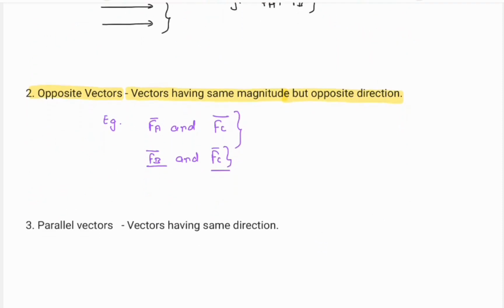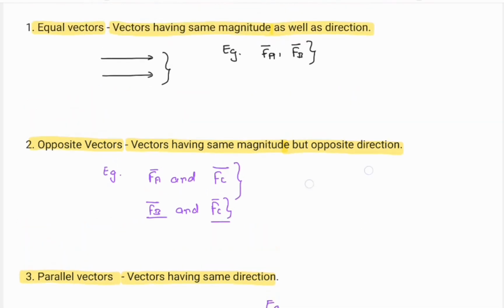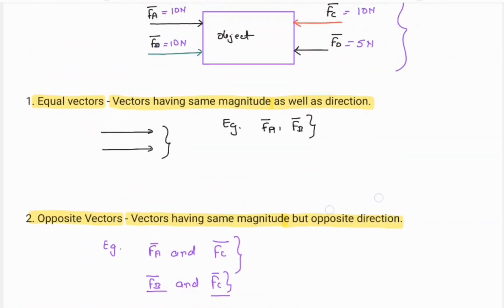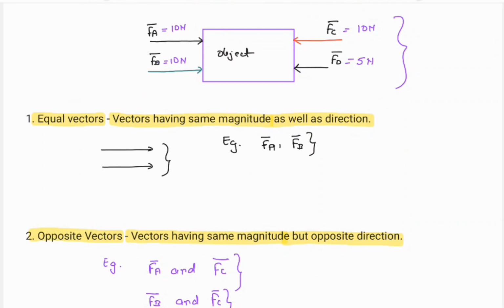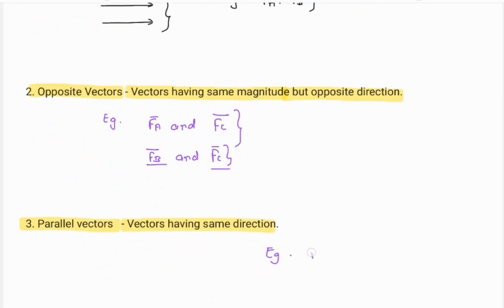The third is parallel vectors. What do you mean by the parallel vectors? Vectors having the same direction. Vectors having same direction are known as parallel vectors. If you look at the given example, can I call F of C and F of D parallel vectors? Yeah, because they both are having the same direction. You can also find another pair too. F of C and F of D are the parallel vectors.